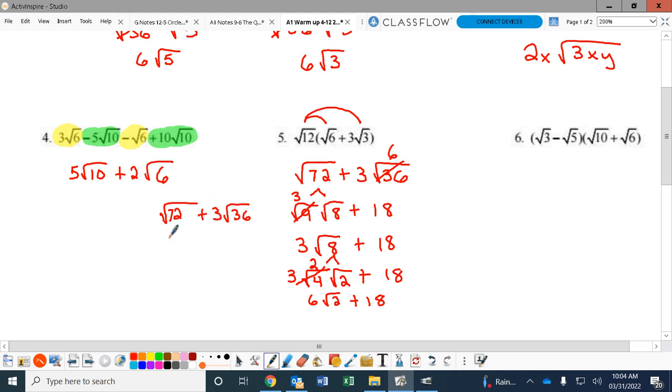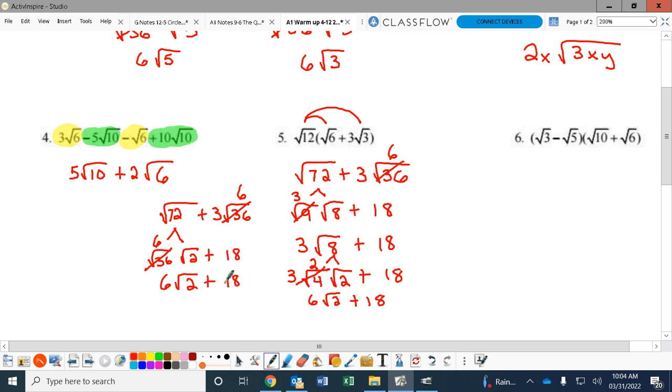What else can you break that 72 down into? Did anybody get the big number? 36 and 2. And then the square root of 36 is 6, so that's 6 square roots of 2, plus 18.